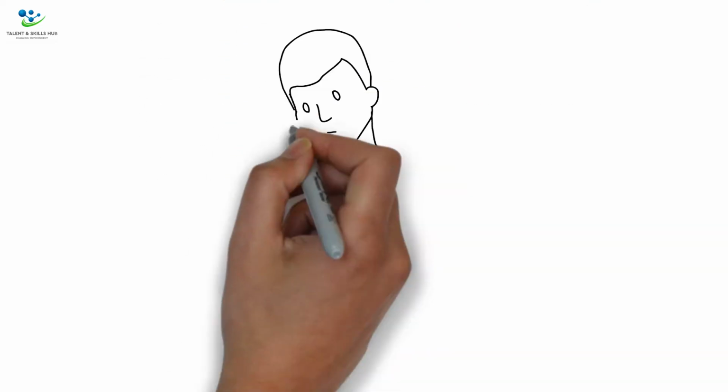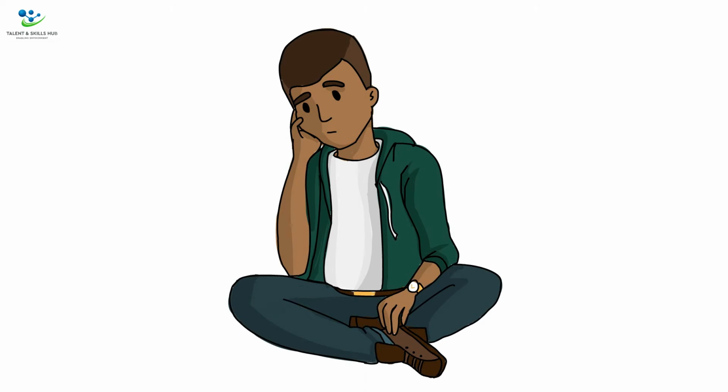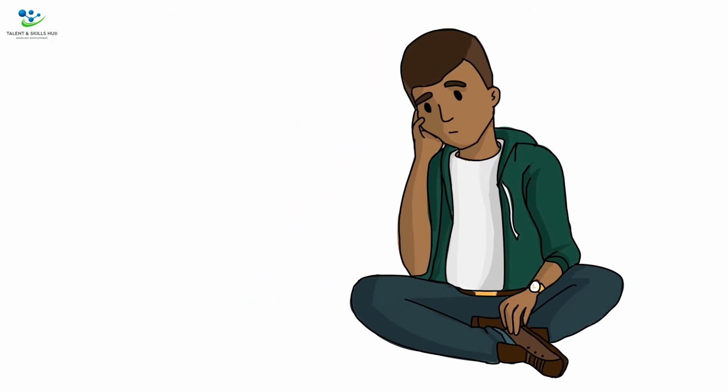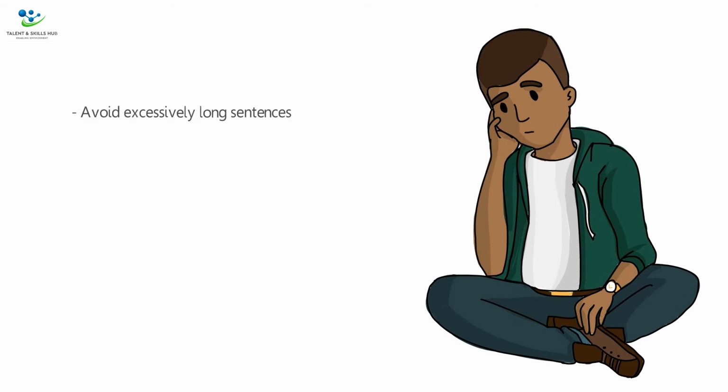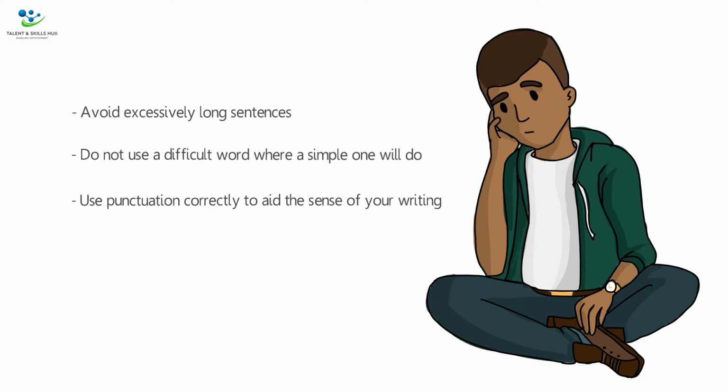If writing is something you are still having problems with, try adopting these very basic rules as you write. Avoid excessively long sentences. Do not use a difficult word where a simple one will do. Use punctuation correctly, to aid the sense of your writing. Use paragraphs to break your text into logically self-contained units.